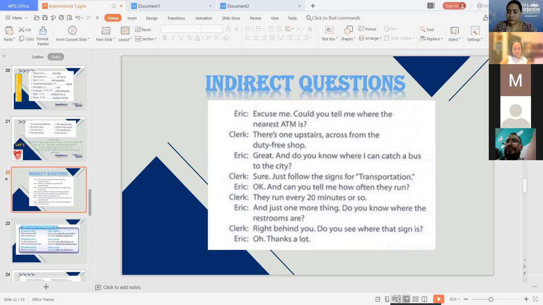Excuse me, could you tell me where the nearest ATM is? There's one upstairs, across from the duty-free shop. Great. And do you know where I can catch a bus to the city? Sure. Just follow the signs for transportation. Okay. And can you tell me how often they run? They run every 20 minutes or so. And just one more thing. Do you know where the restrooms are? Right behind you. Do you see where that sign is? Oh, thanks a lot. All right.